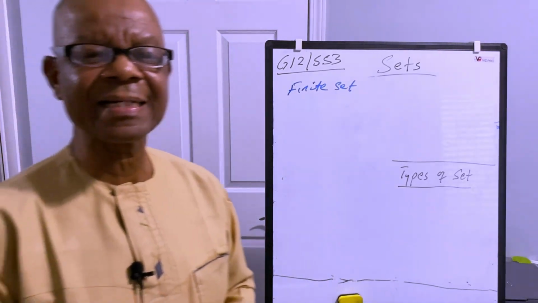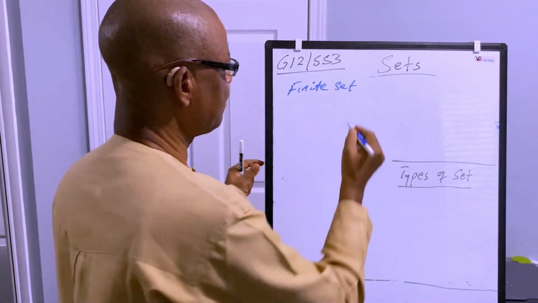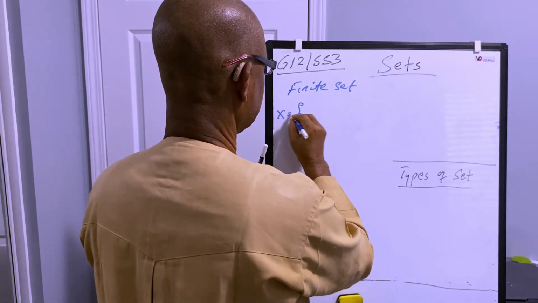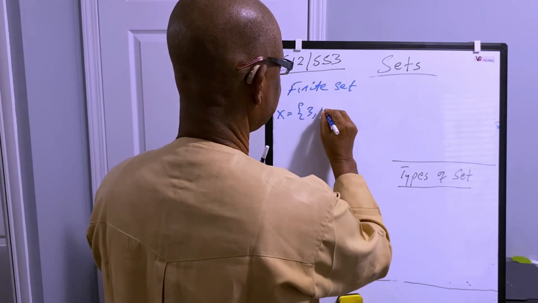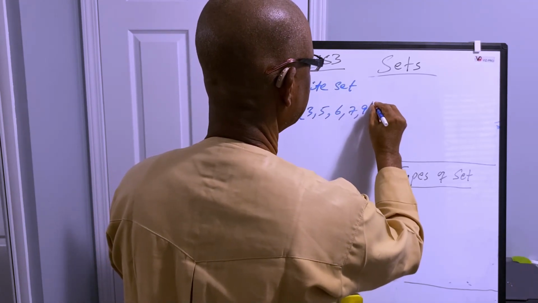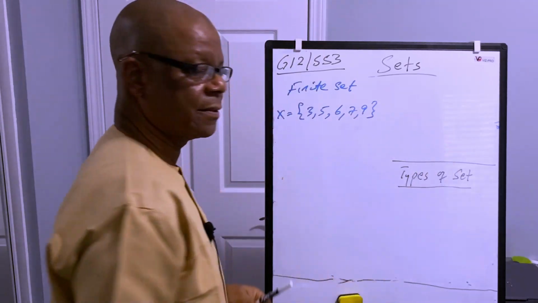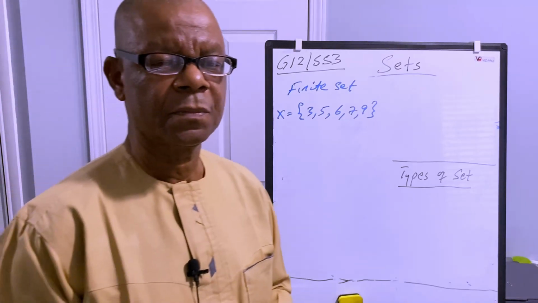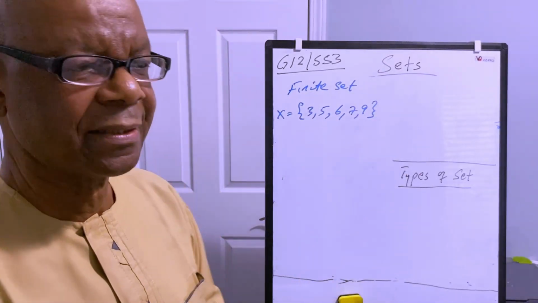A finite set is a set that has an end. For example, if we have this set, maybe set X equals 3, 5, 6, 7, 9, this is a finite set. It has an end. It ended at 9. We call this a finite set.